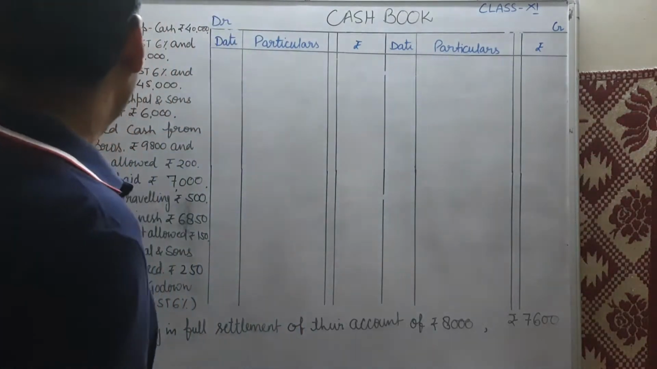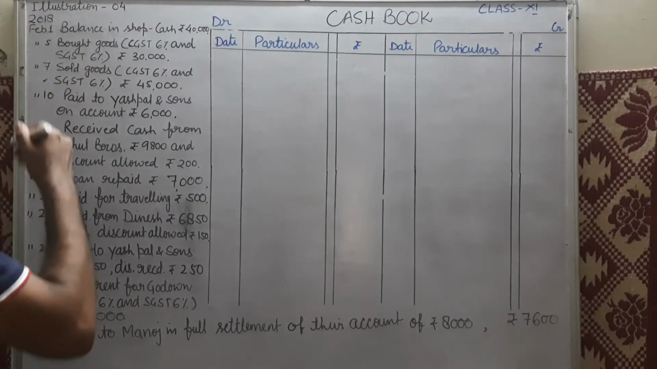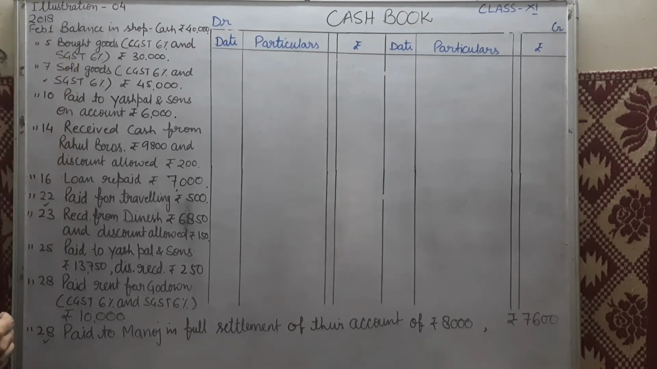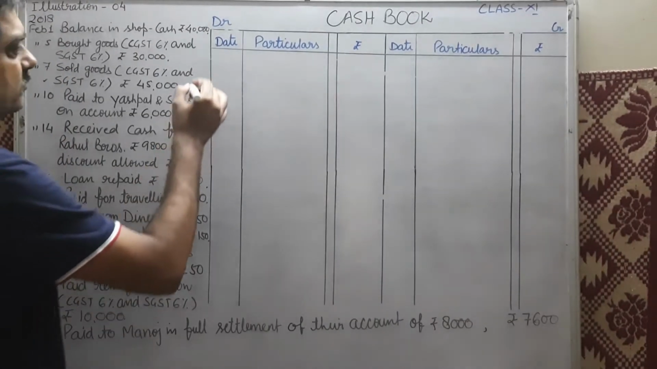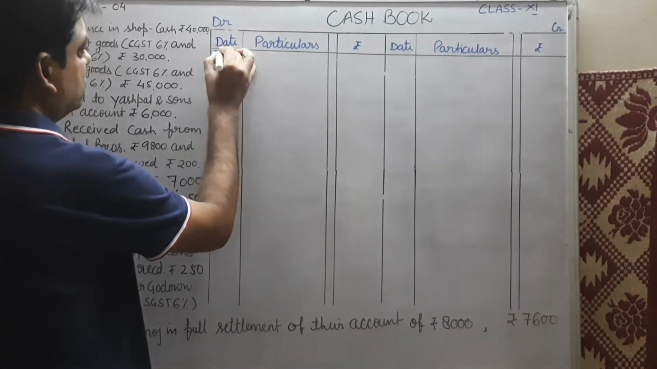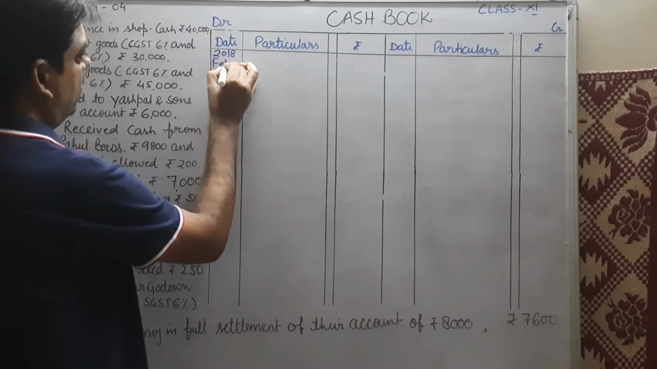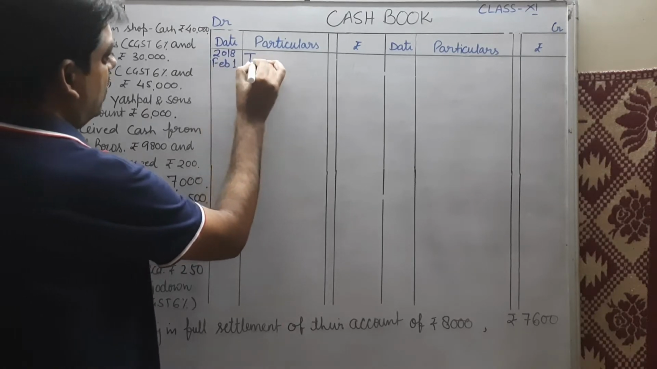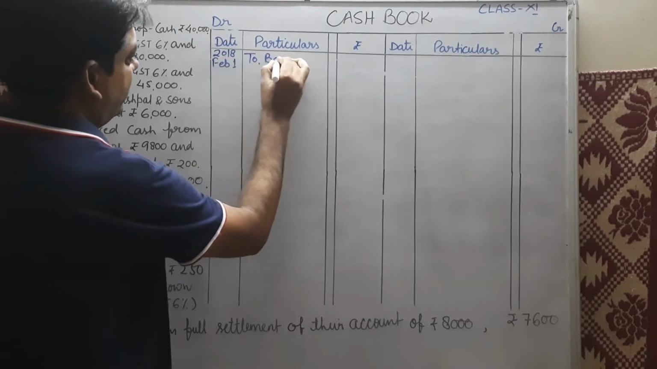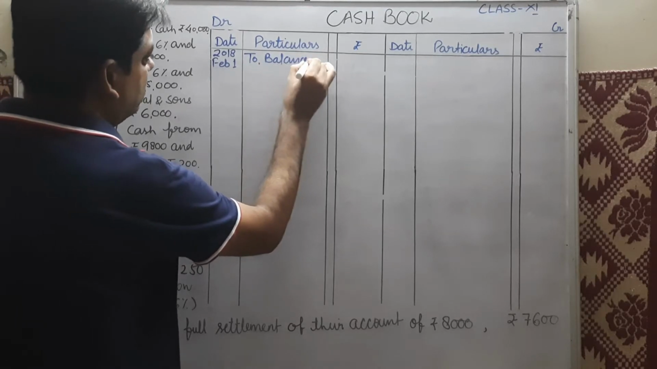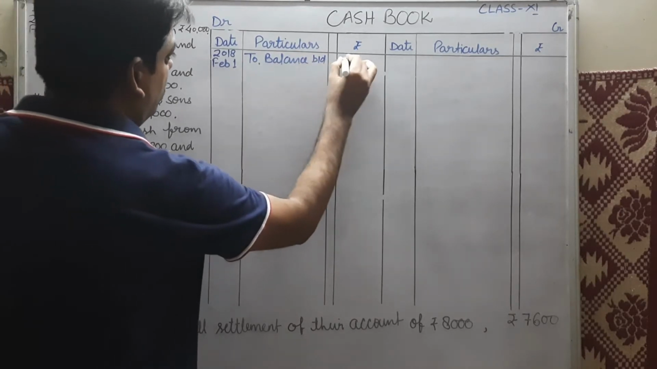So let's see. I have taken one question. On 2018 Feb 1, balance in shop is rupees 40,000. So this will be treated as opening balance on 2018 Feb 1. Opening balance will come in debit side: to balance brought down rupees 40,000.